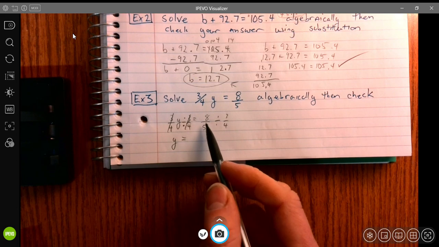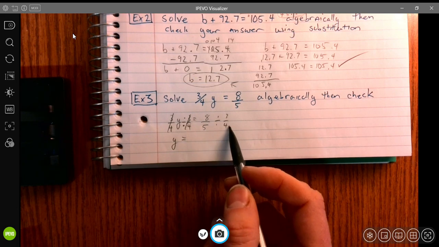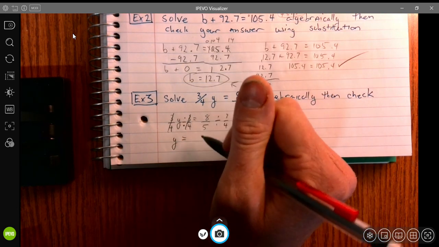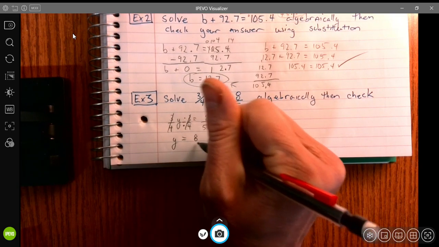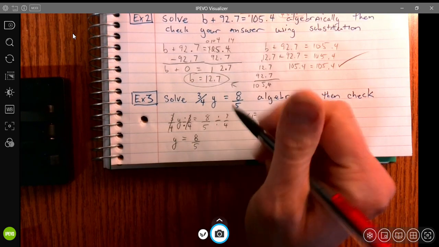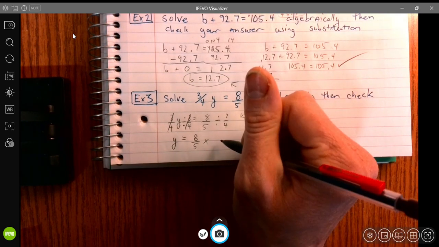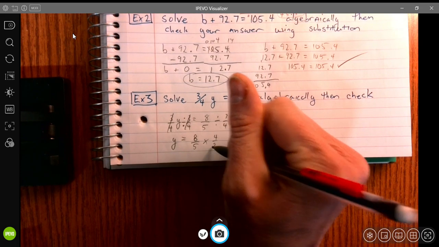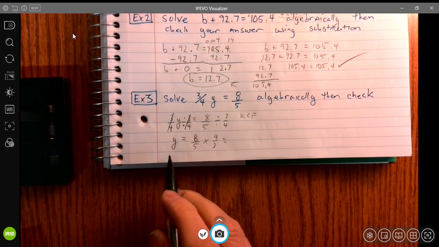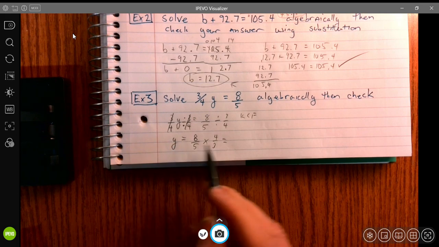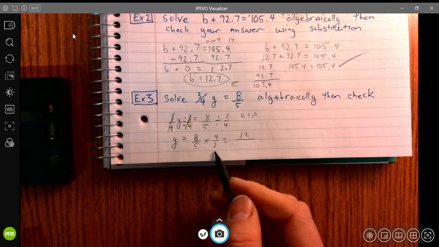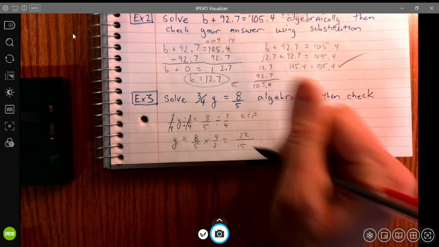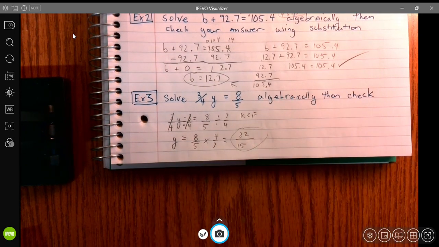Now we have 8/5 divided by 3/4. Well, we're dividing fractions, so we can do keep, change, flip. We're going to keep that 8/5. We're going to change the division to multiplication, and we're going to flip the 3/4 to 4/3. And then when we multiply fractions, we multiply across. So 8 times 4 is 32. And 5 times 3 is 15. So y is going to be equal to 32/15.